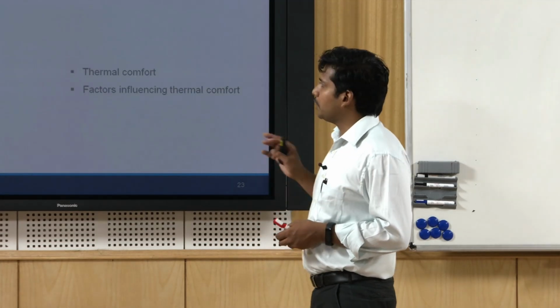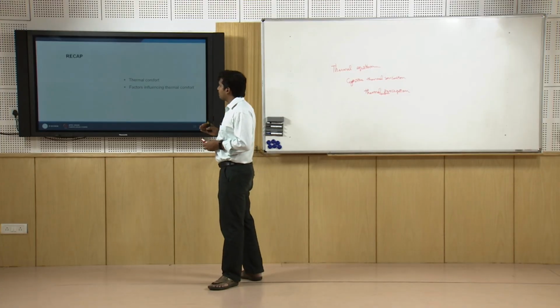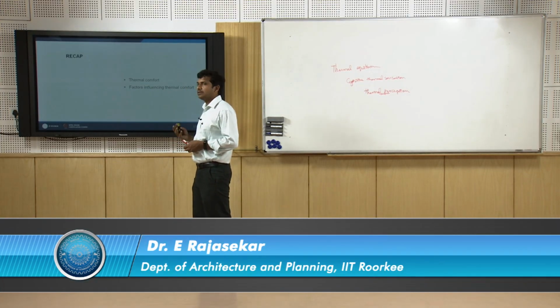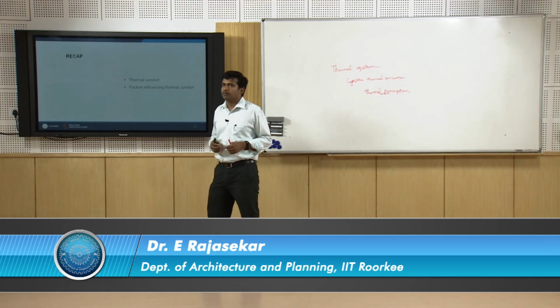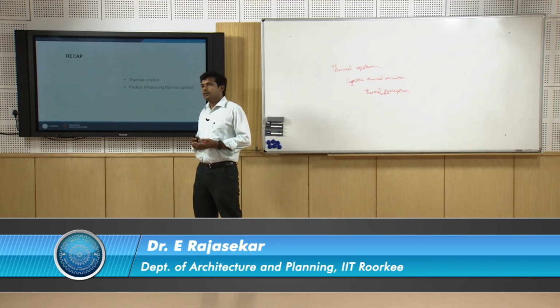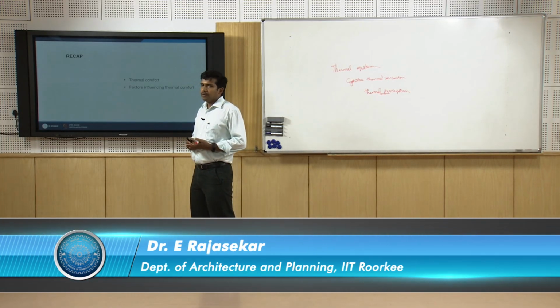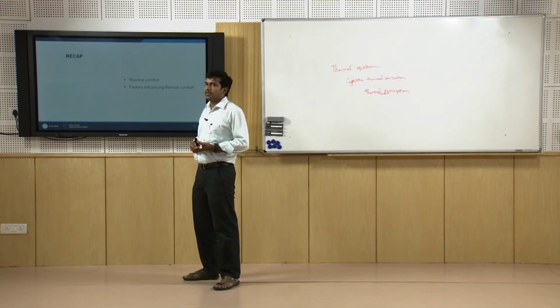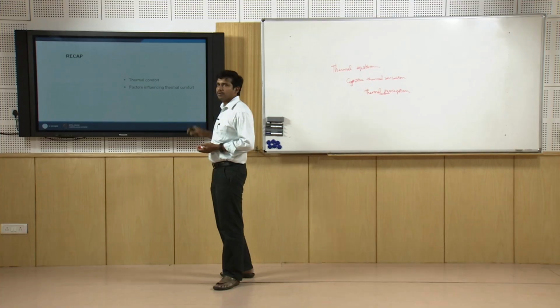So we will stop this module here. We looked at the basics of thermal comfort and at the environmental and personal factors influencing it. We talked about 4 environmental parameters: air temperature, humidity, air velocity and radiation, and 2 personal factors, metabolic activity and clothing insulation, and how they influence thermal comfort.